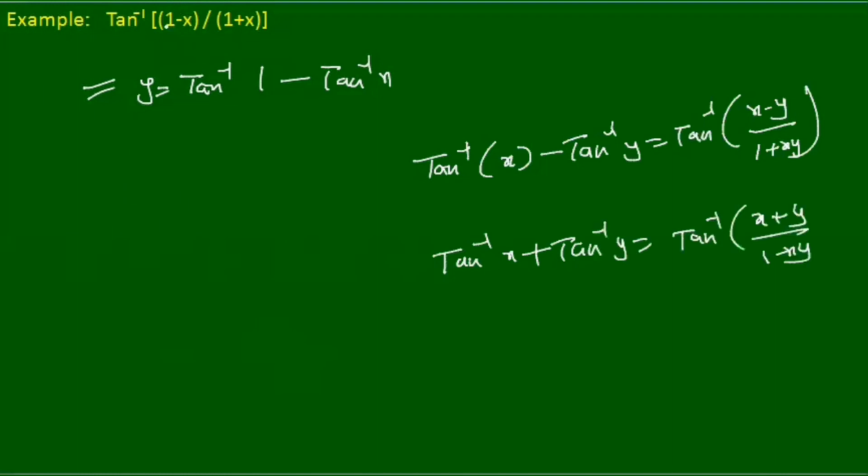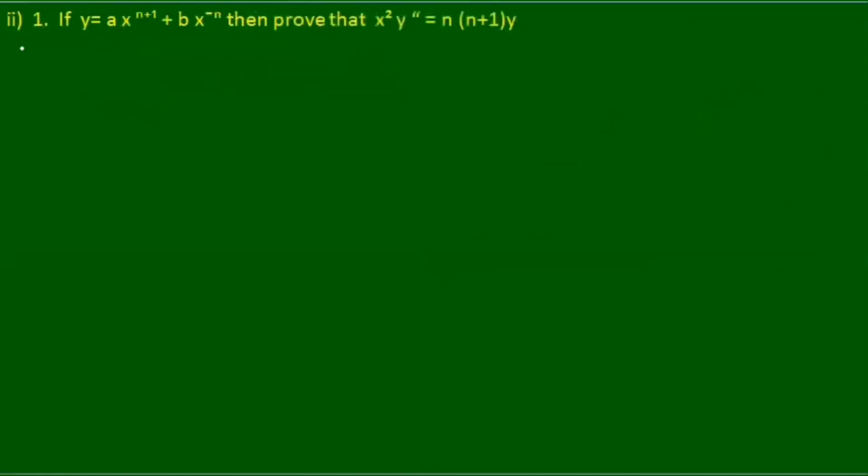If we consider x as 1 and y as x, this becomes tan inverse of (1 plus x) by (1 minus x). So these are the formulas to be applied here. We know the derivative of those two things, right?